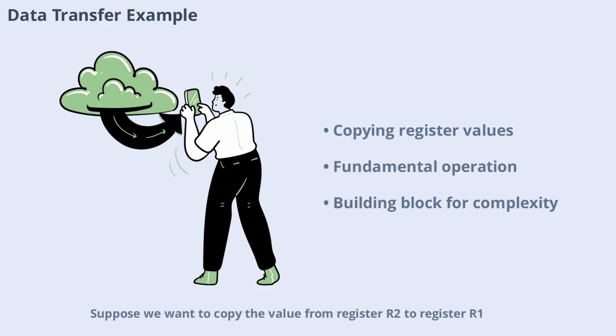Let's look at a simple data transfer example in RTL. Suppose we want to copy the value from register R2 to register R1. In RTL, we write this as R1 ← R2. This operation is fundamental in digital systems as it allows data to be moved where it's needed for further processing. Such transfers are the building blocks of more complex operations.